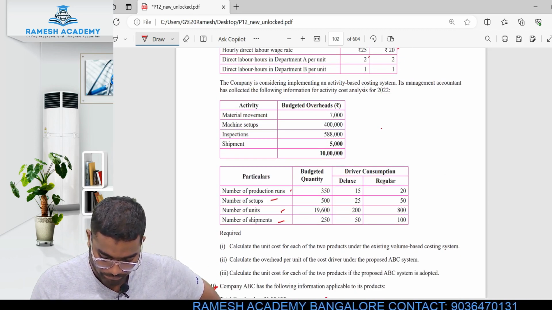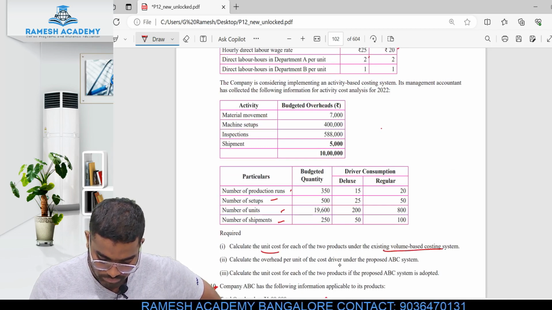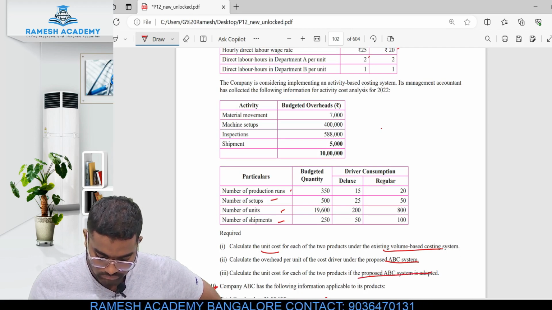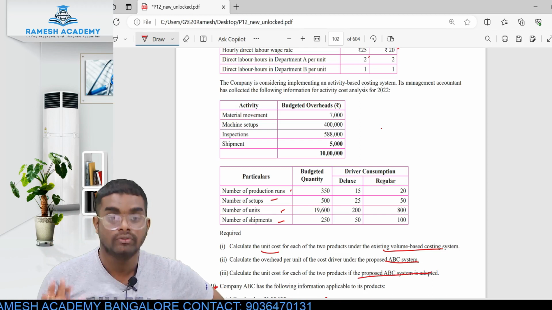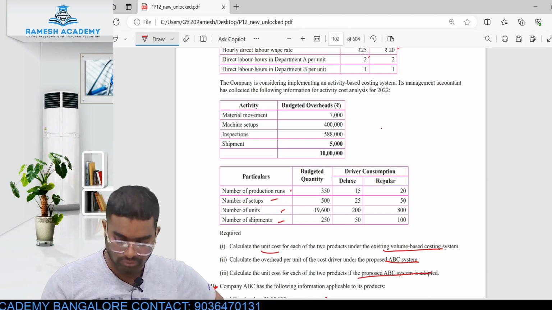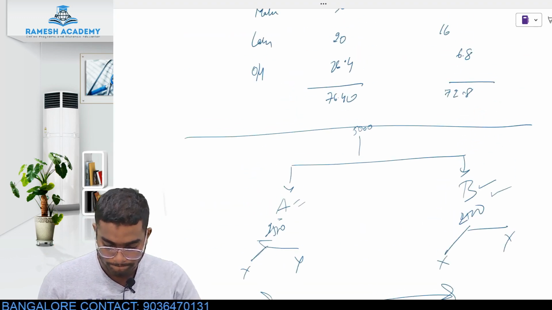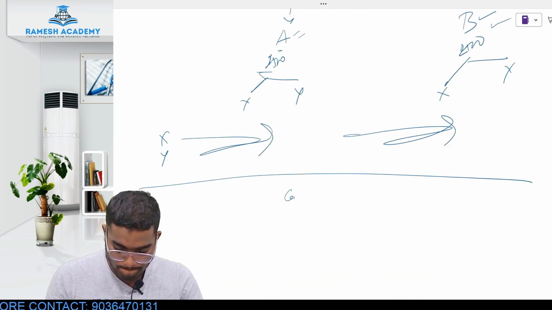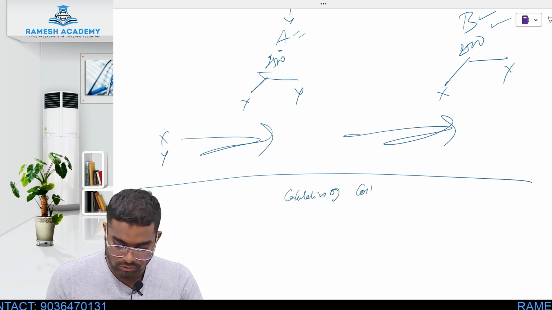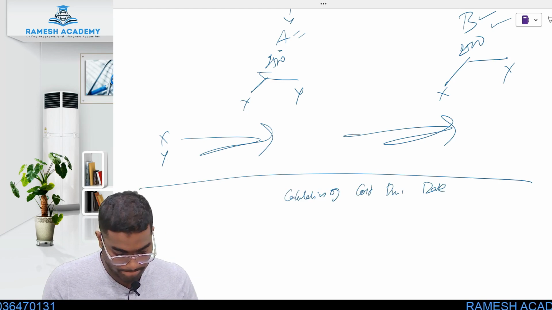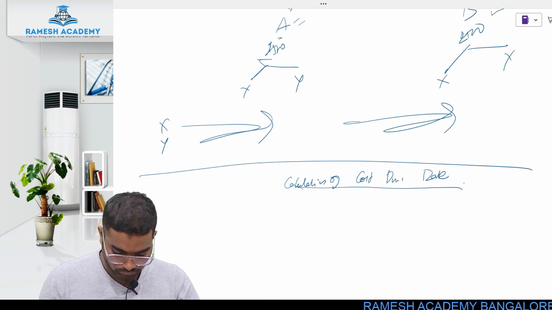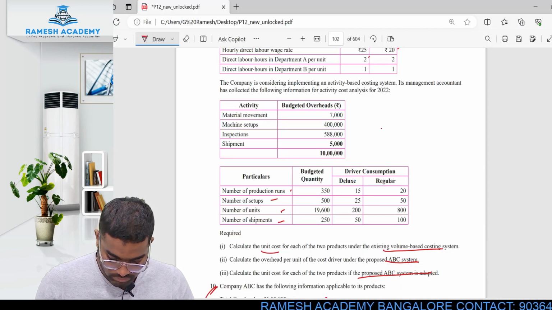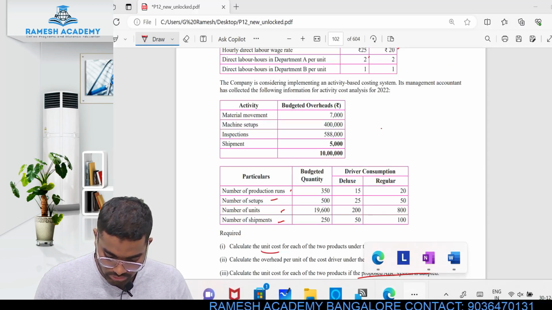So they are asking the unit cost of two products at existing volume as per ABC, and they are asking what is the unit cost, overhead and cost. So first we will prepare part 2 and part 3, then we can go to part 1, so it will be easy for understanding. Calculation of cost driver rate. Okay, the first one, what is the cost driver? Material movement, number of production runs.